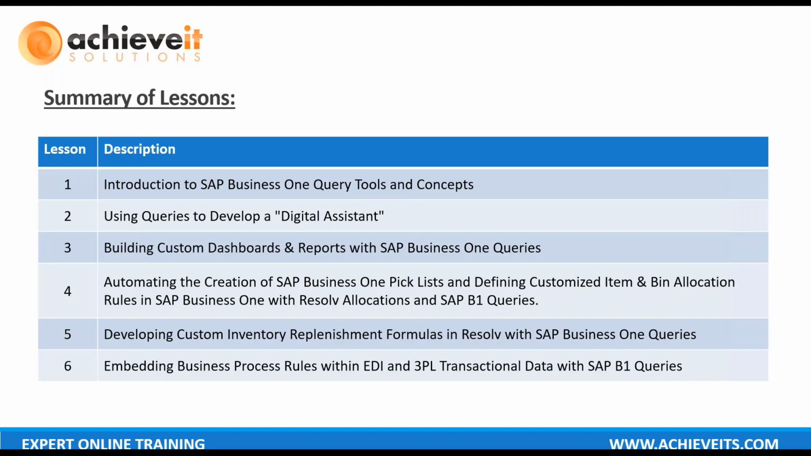And then as we go into looking at some of the automation rules, we'll talk about how we could use queries to help generate pick lists and identify and understand which items should be picked and when, as well as looking at some advanced formulas in inventory replenishment, so how we know what to purchase. We'll complete that with lesson 6, which will be an overview of working with the Resolve EDI and third-party logistics, which is what 3PL stands for, to understand how you can manipulate your data and make the process of exchanging data with outside parties easier using queries.